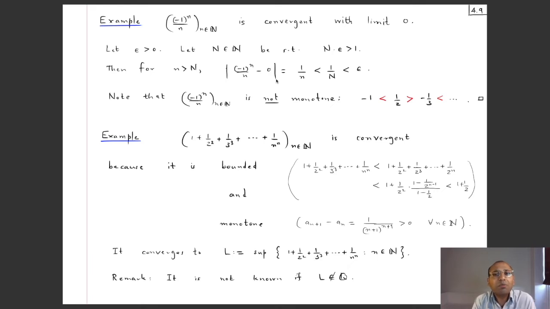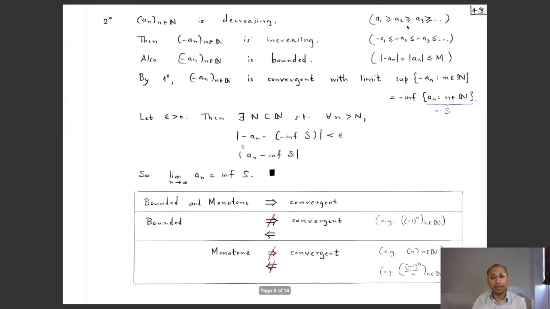Okay, so let's complete the proof. So let epsilon be positive, and let capital N be such that capital N times epsilon is bigger than 1. This is guaranteed by the Archimedean property. And then for every little n bigger than this capital N, the distance of the nth term to the limit is 1 by little n, which is less than 1 by capital N because of this, and that's less than epsilon because of this. So this is an example of a sequence which is convergent but not monotone.